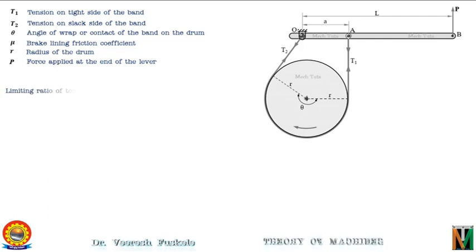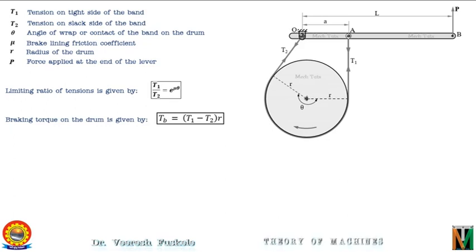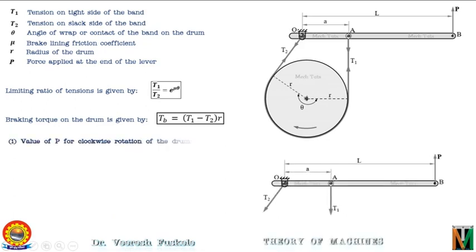Now, limiting ratio of tensions is given by T1 by T2 is equal to e to the power of mu theta, as discussed earlier. And the braking torque on the drum is given by TB is equal to (T1 minus T2) into R. Now let's consider the first case and find out the value of P for clockwise rotation of the drum. For clockwise rotation of the drum as shown in figure, the end of the band connected to the fulcrum O will be the slack side with tension T2 and the end of the band attached to A will be the tight side with tension T1.